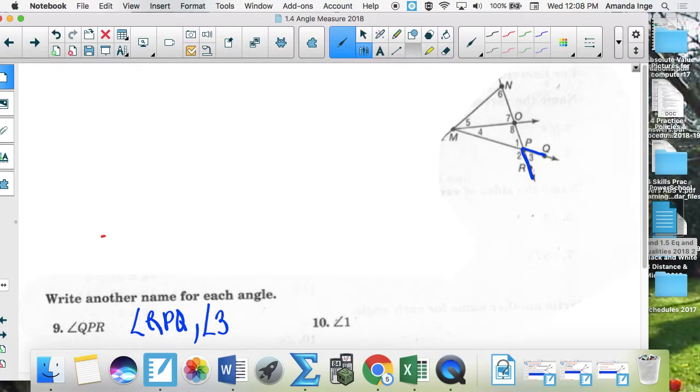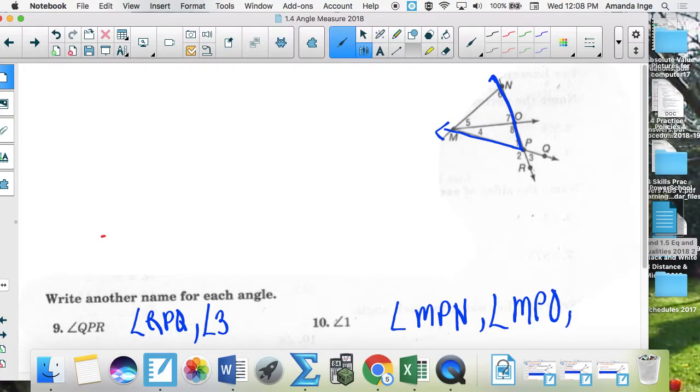Next I have angle 1. Angle 1 is right here. So we could say angle M, P, N. We could say angle M, P, O. We could go the other way: angle N, P, M, or angle O, P, M. But we can't use one letter, because you don't know whether angle P is this angle or that angle, or this angle or that angle.